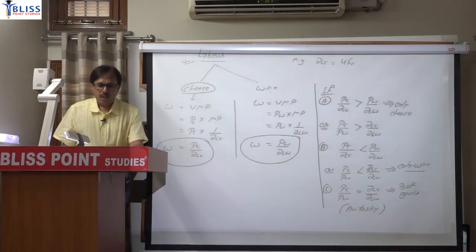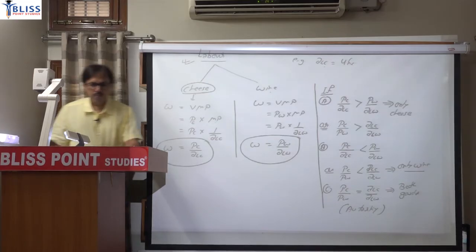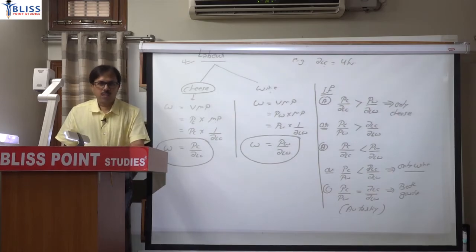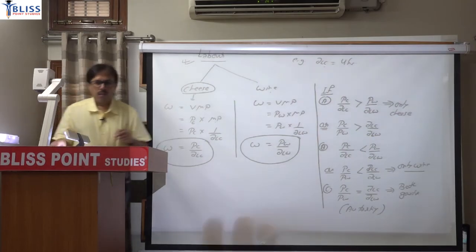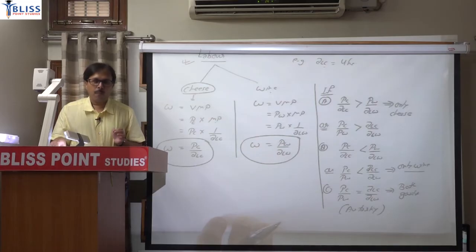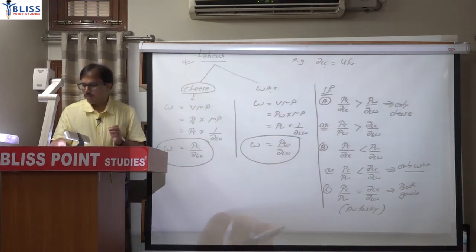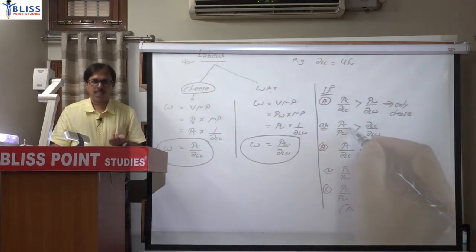For example, if the relative price of cheese is more than the opportunity cost of producing cheese, then the country will produce only cheese, as it also implies that wages in the cheese sector are more than wages in the wine sector.